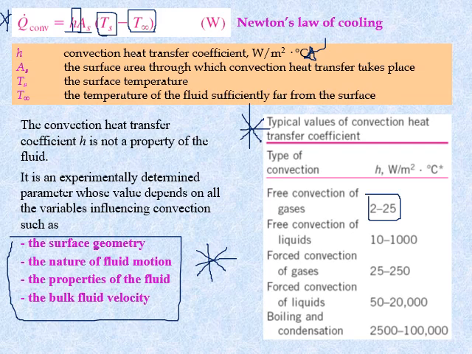So how do we know which value we should use in our calculation? We need to depend on the surface geometry, nature of fluid motion, property of the fluid, and bulk fluid velocity. From there, we can calculate the value of H depending on this condition.